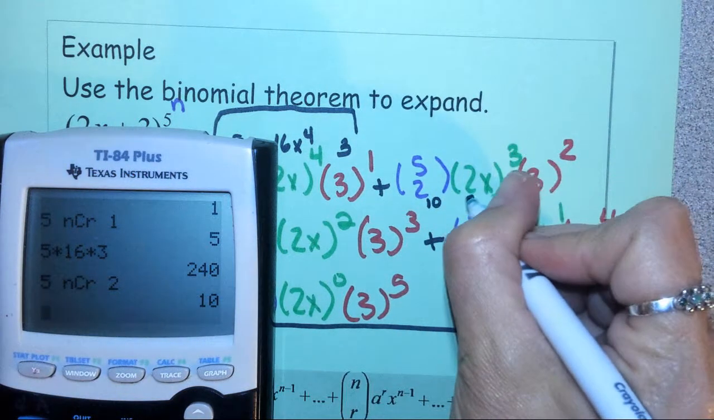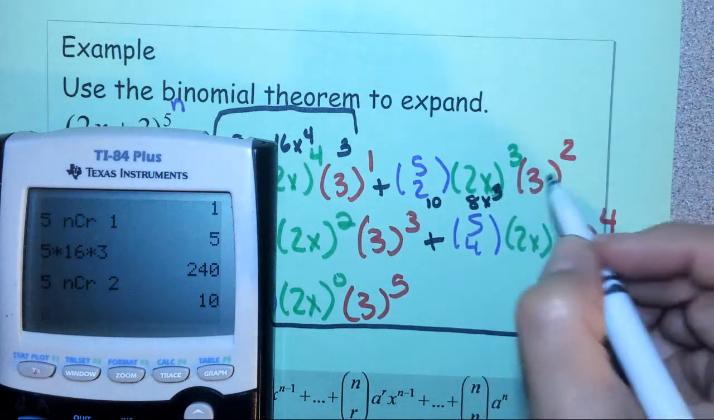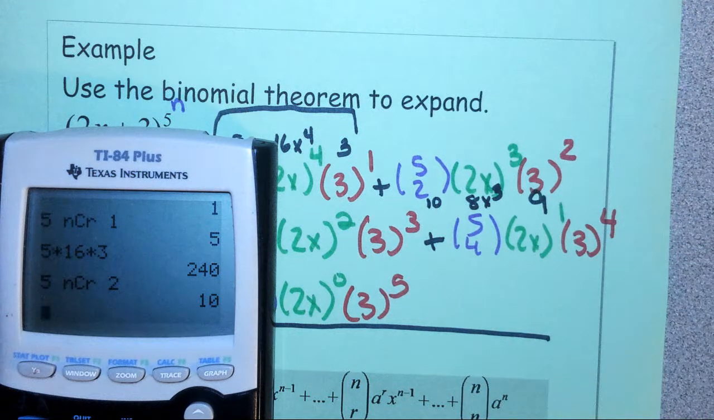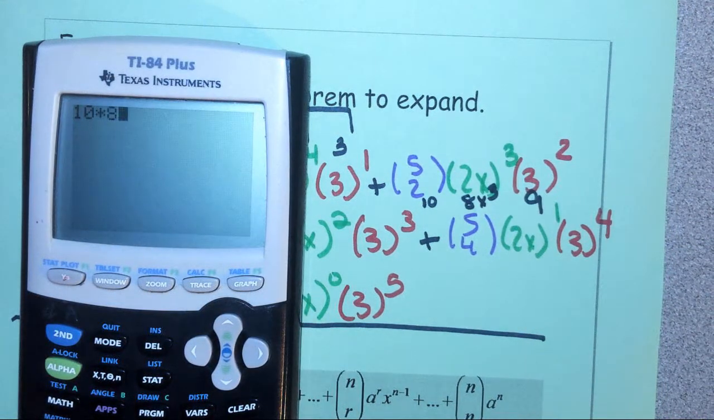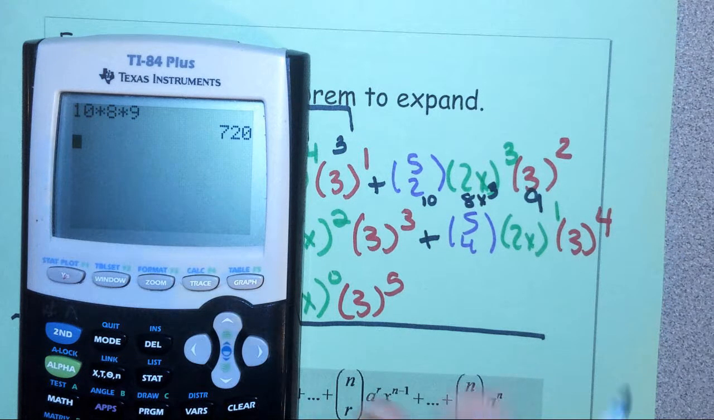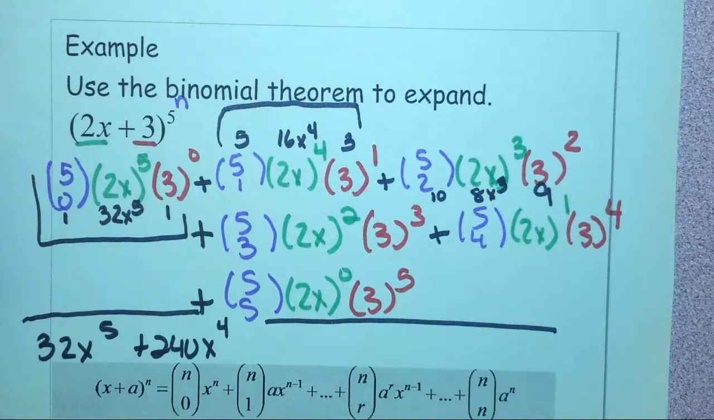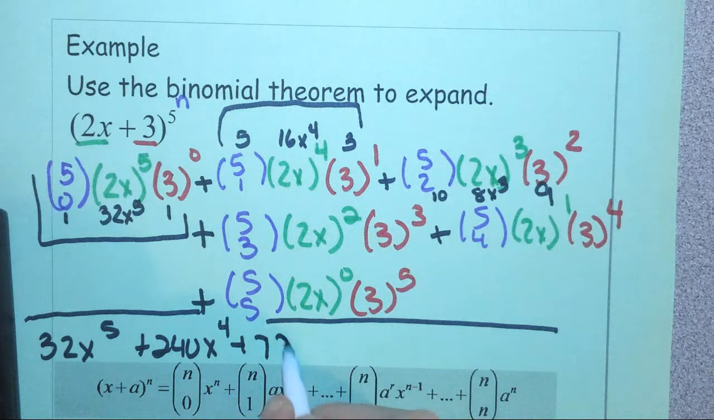2 to the 3rd is 8x to the 3rd. And 3 squared is 9. I'm going to multiply all 3 of those numbers together: 10 times 8 times 9. You get 720, and we have our x to the 3rd. We're going to keep this going.